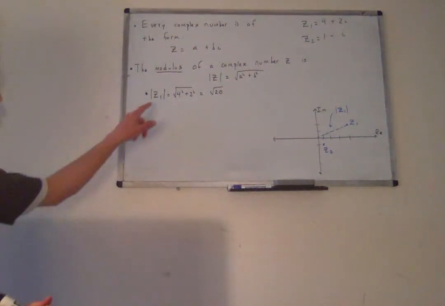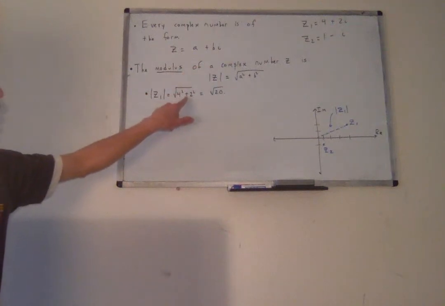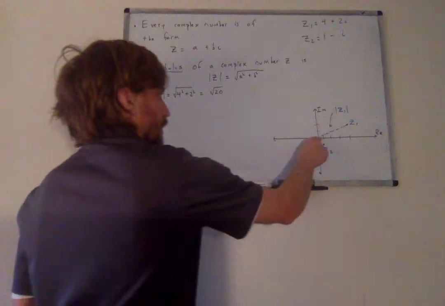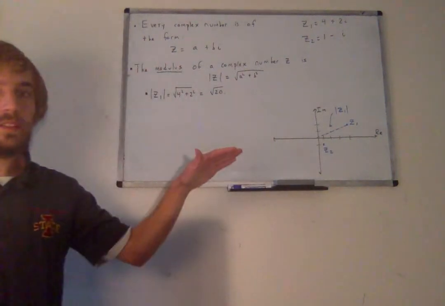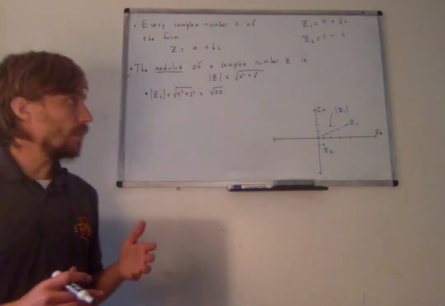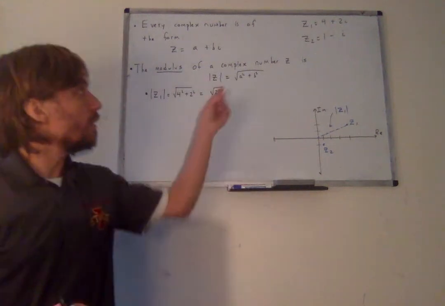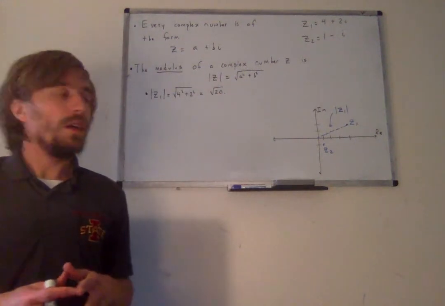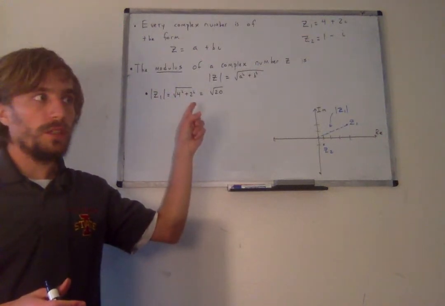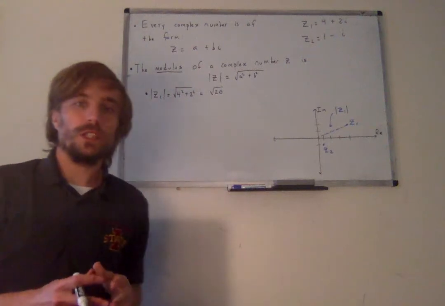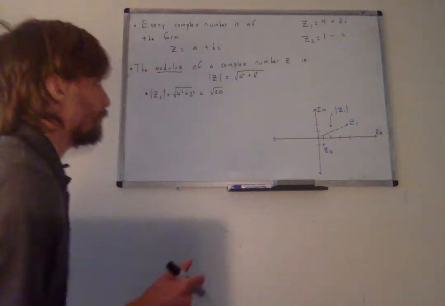Because notice, the modulus of z1 is equal to the square root of 20, because z1 is equal to 4 plus 2i. This line is of length 4, this line is of length 2, and the dotted line I drew along with the lines defined by the axes form a right triangle. So the length of that hypotenuse has to be the square root of a squared plus b squared. We'll come back to the modulus in video 3 of this section when we start looking at matrices again.